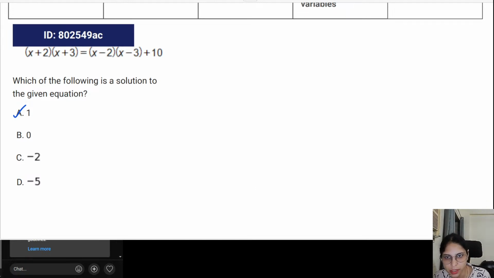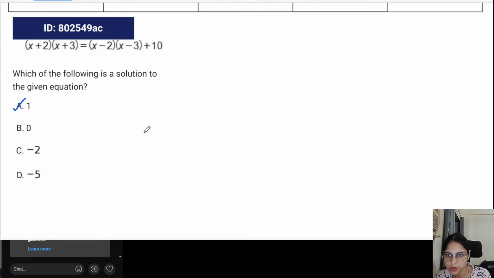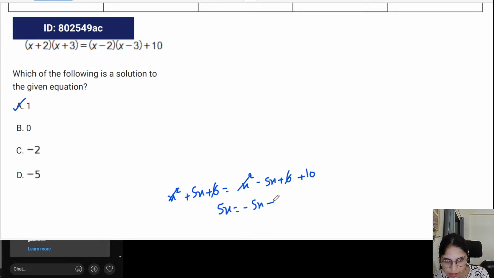Actually, this will not even remain quadratic. Let me just try to solve it. You'll get x squared plus 5x plus 6 equals x squared minus 5x plus 6 plus 10. x squared cancels, 6 cancels. You just have 5x equals minus 5x plus 10. Bring it to the other side, 10x equals 10, x is equal to 1. And here I've just multiplied. X times x is x squared, 3x plus 2x is 5x, 3 times 2 is 6. And here you'll just get a minus 5x because x squared minus 2x minus 3x is minus 5x plus 6.